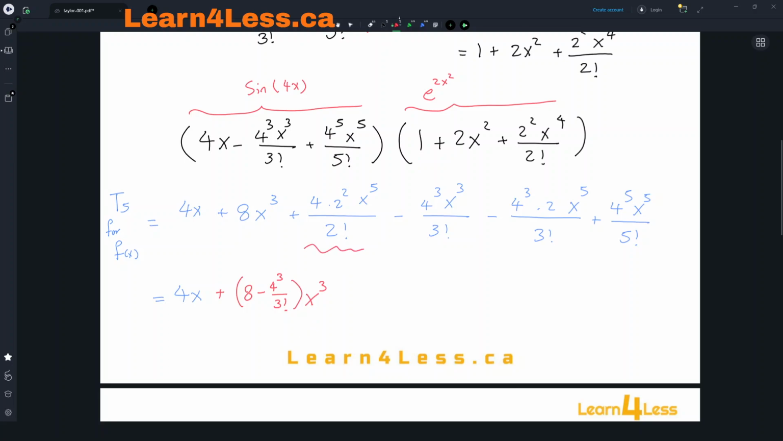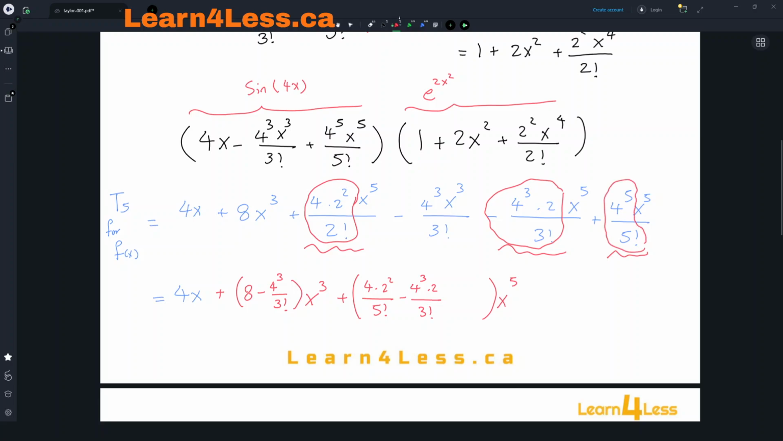And these three terms have x to the 5, so I take x to the 5 out and write it after the bracket. The first one would be 4 times 2 squared over 5 factorial. When I take the x to the 5 out, what is left here is minus 4 to the power of 3 times 2 over 3 factorial. And from the last one, I have positive 4 to the power of 5 over 5 factorial. This is a little bit better looking.